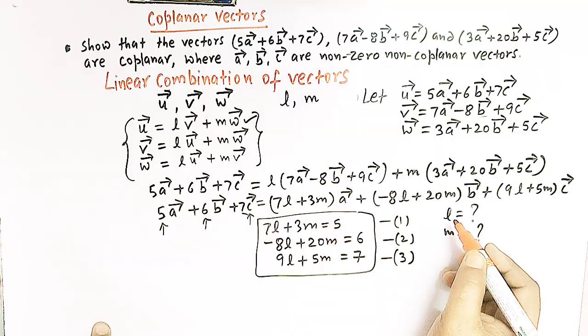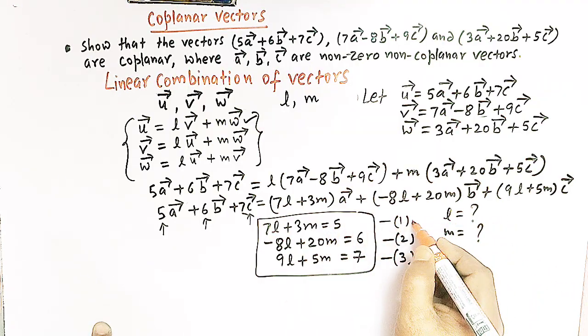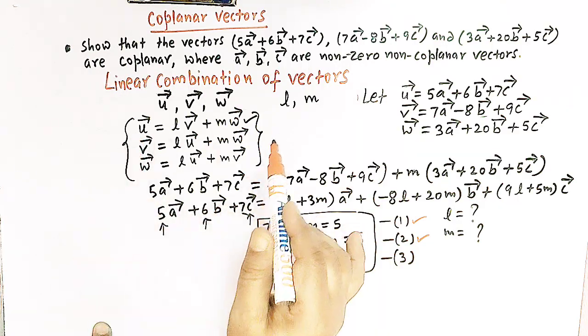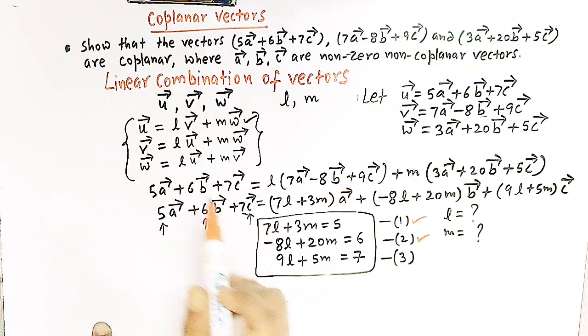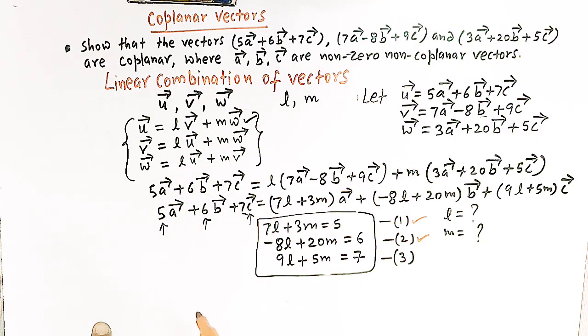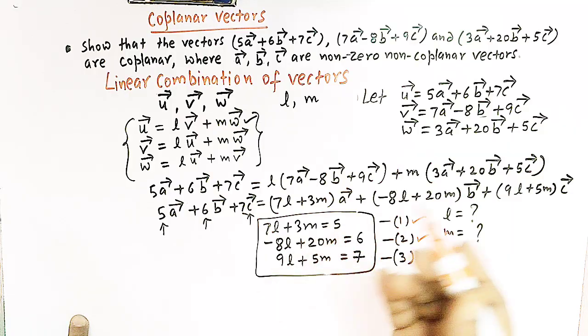So if the values of L and M obtained from solving equation 1 and equation 2 satisfy equation 3, then we can claim that the vector u can be expressed as a linear combination of the vectors v and w, and the three vectors u, v, and w are coplanar vectors. So now let us solve equation 1 and equation 2 by the usual method of elimination.